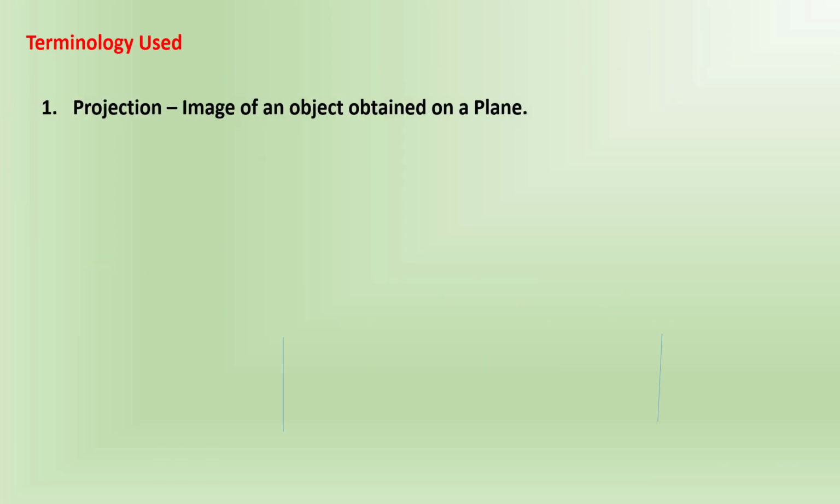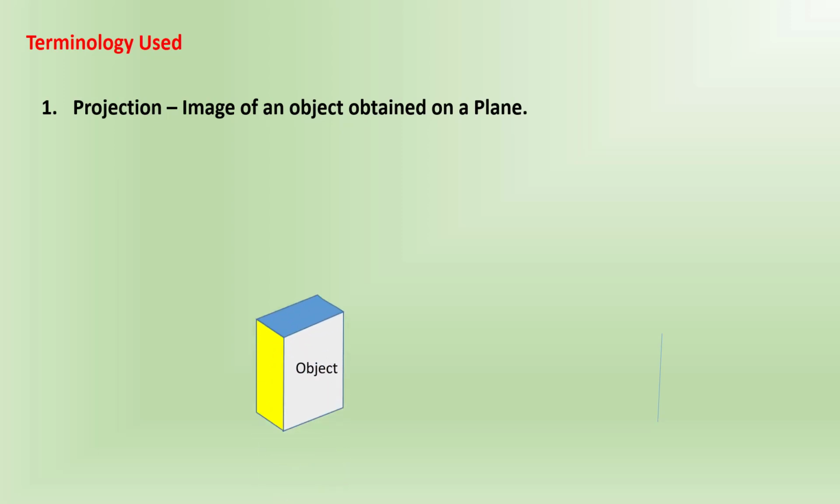First one is the projection. So what do you mean by projection? The projection means it is the image of an object which is obtained on the plane. The object can be a point, it can be a line, it can be a solid such as pyramid or prisms, etc. So anything can be an object. The image of that object which is obtained on a plane is referred to as projection.